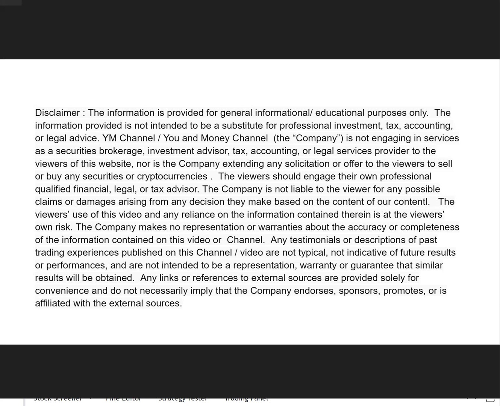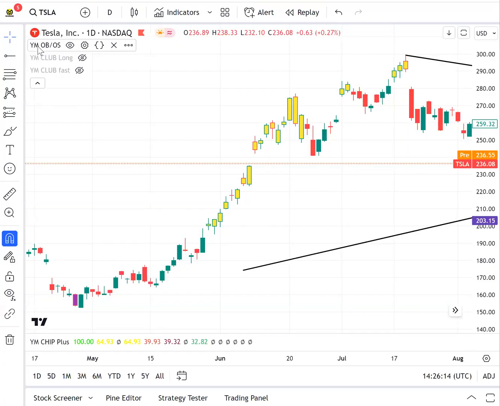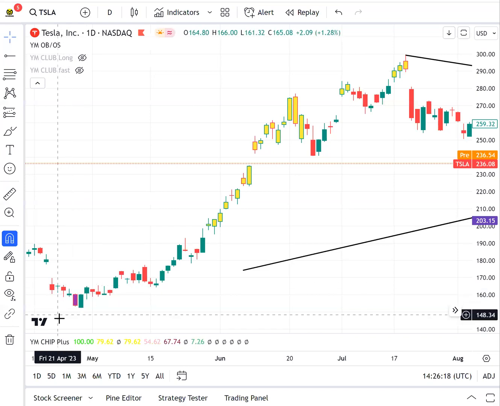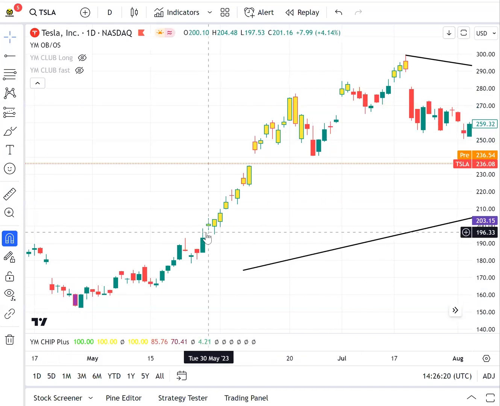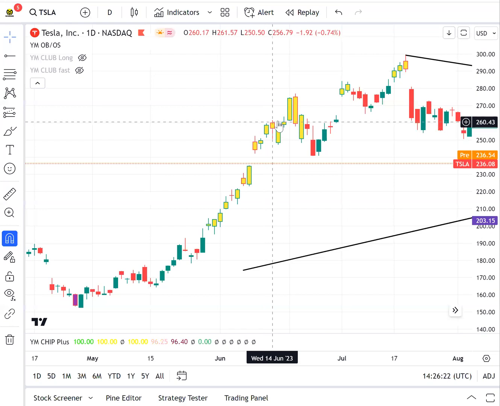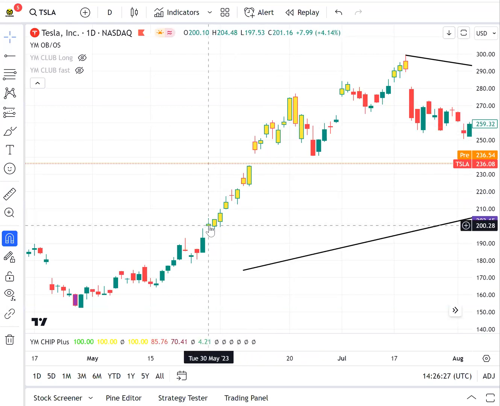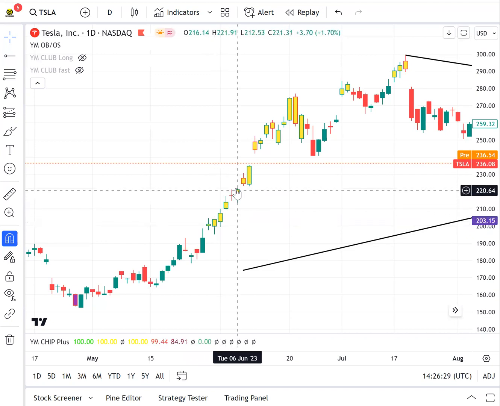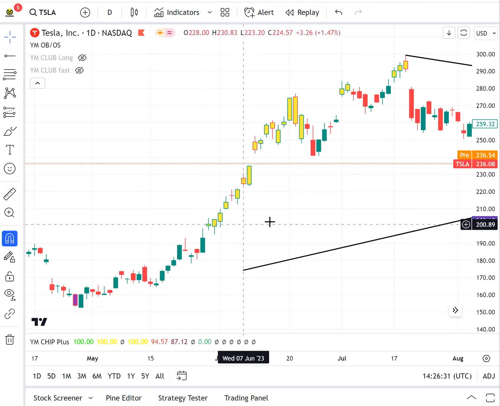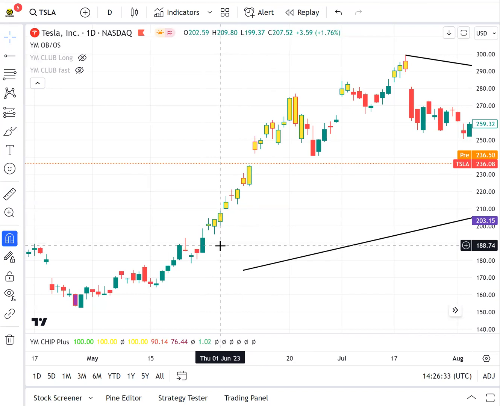So now we have a new indicator called YM overbought oversold. Purple is oversold, and the yellow one is overbought. When it's the yellow zone, it is a warning zone, telling you that emotionally people tend to buy. It has been inside the overbought zone.